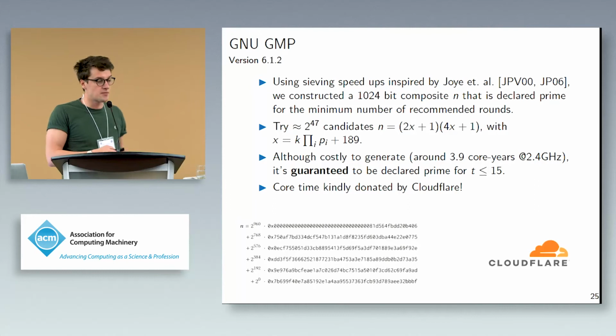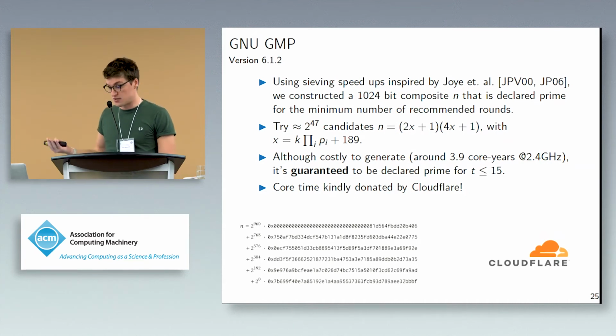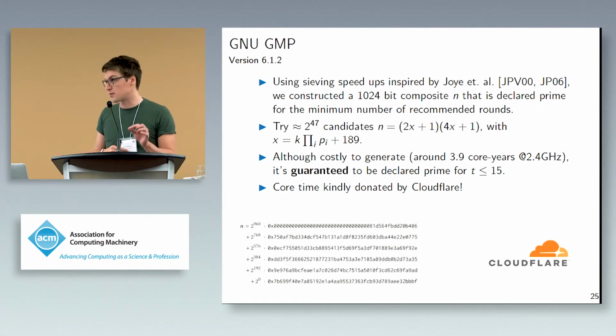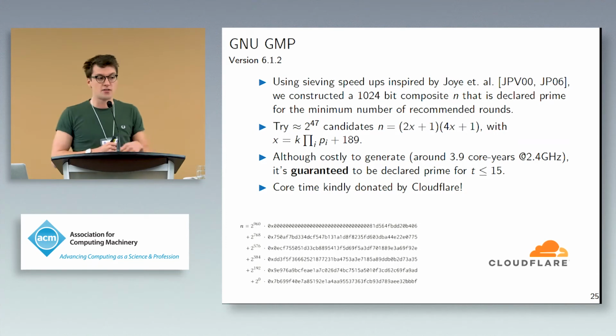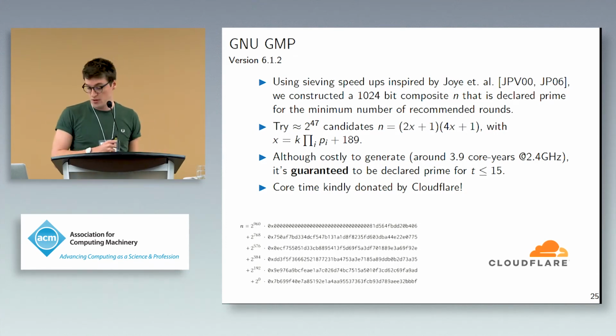Using sieving speedups inspired by the literature, we managed to construct a 1024-bit composite number that is declared prime for the minimum recommended rounds of testing, which is 15. Now, this number has the form n equals 2x plus 1, 4x plus 1, with x of this specifically crafted form to make use of this sieving and also to beat this little Fermat test that they're doing just before.